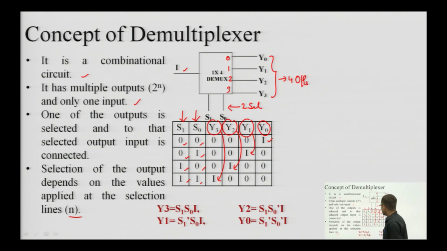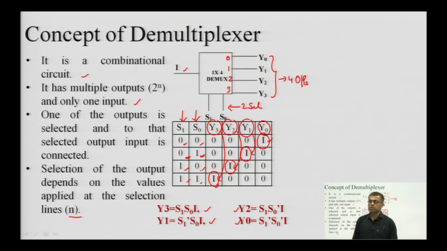Okay. So, now we can check that Y3 is giving me a single high entry, for which I can write the expression for Y3 as S1 S0 into I. Similarly, for Y2, this one corresponds to 1 0, that means S1 S0 bar into I. Similarly, for Y1, S1 bar S0 into I. Similarly, for Y0, S1 bar S0 bar into I.